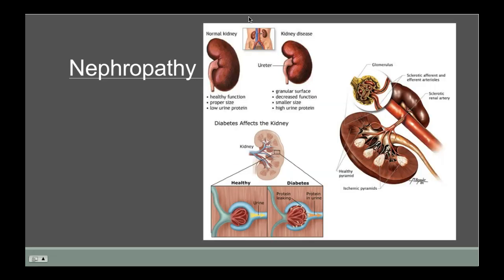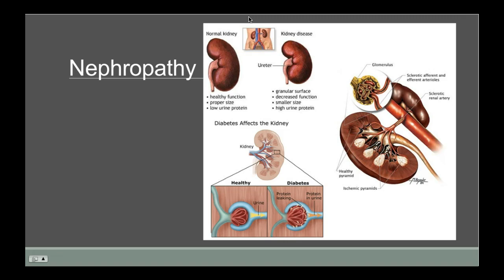The next one that we'll talk about is nephropathy. The damage to the small blood vessels that supply the glomeruli of the kidney is what causes nephropathy. This is the leading cause of end-stage kidney disease, and there are other risk factors with this as well: hypertension, genetics, smoking, chronic hyperglycemia.